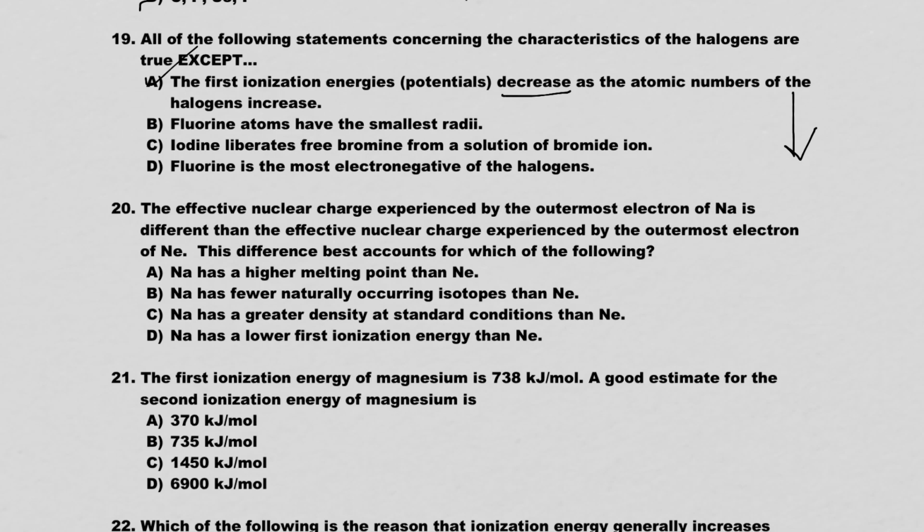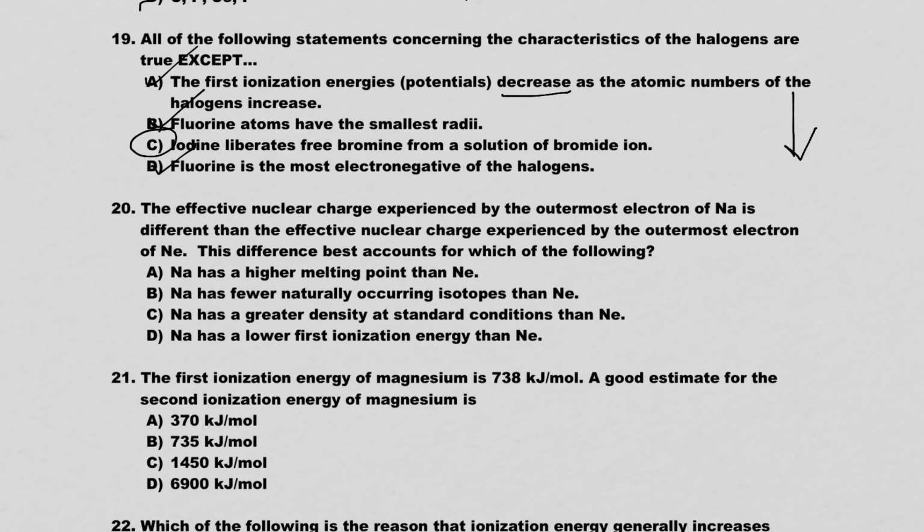B, fluorine atoms have the smallest radii of all the halogens. Well, that's definitely true. They only have 2 energy levels of electrons. Every other halogen has a whole energy level more. C, iodine liberates free bromine from a solution of bromide ion. So it's asking, can iodine, which is below bromine on the periodic table, replace it? This is really a single replacement rule, and we know that can't happen. If you're not sure C is the answer or not, let's see if D is true. Fluorine is the most electronegative of halogens. If you weren't sure about C, you could confirm you did know D was correct, and so therefore you could just assume the answer must be C.